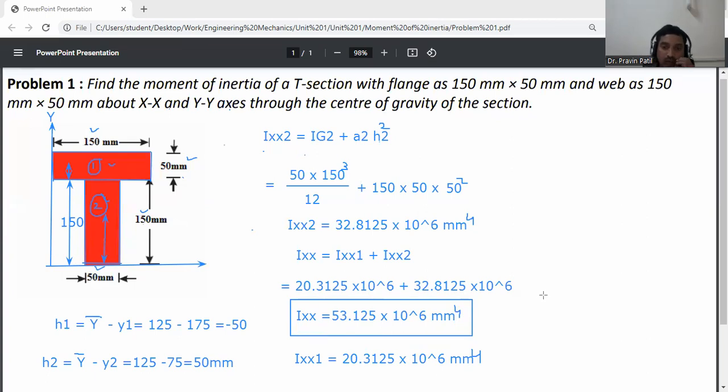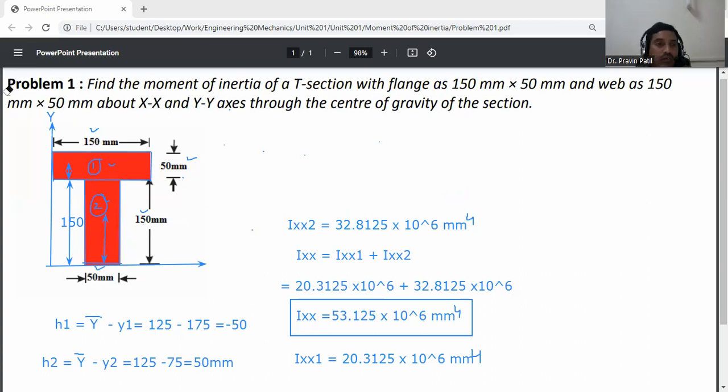So now we need to calculate Iyy. Here we don't need to apply the parallel axis theorem, because when you draw the Iyy axis, it is passing through the center of each section. That means H1 and H2 will be 0. What is H1 for Iyy? It is x bar minus x1. x bar is 150 by 2, which is 75, and H1 is also 75. So 75 minus 75 gives 0. That's why we don't need to apply the parallel axis theorem.